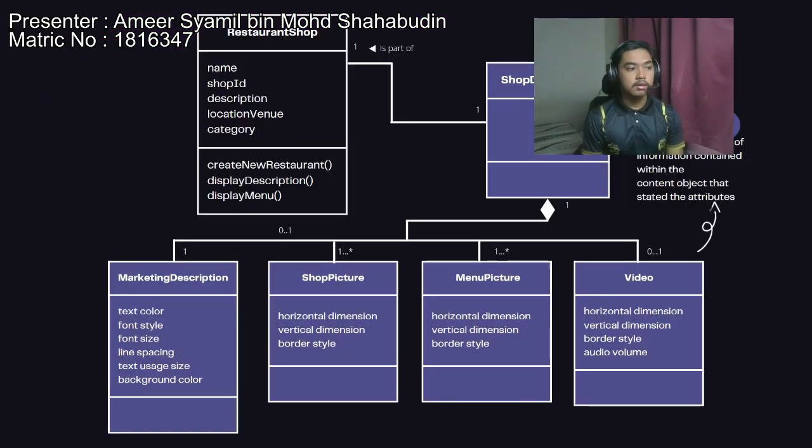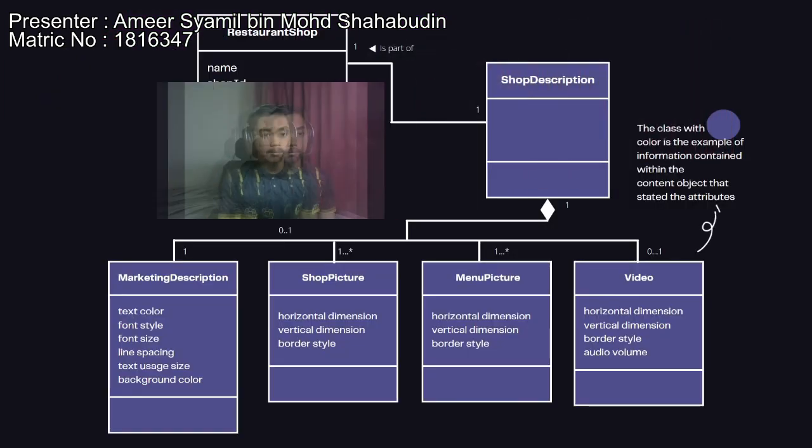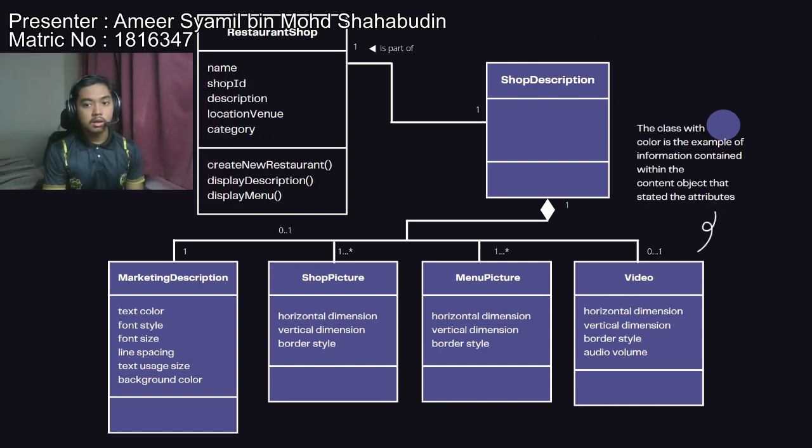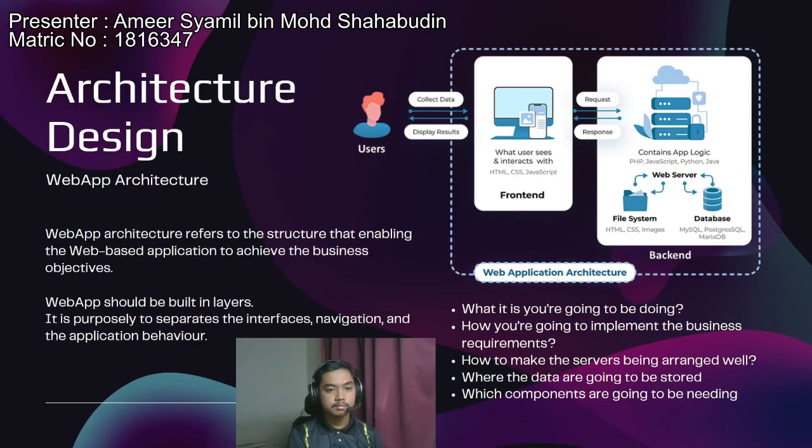Okay, this is the example class diagram. As you can see, the class diagram with the purple color is the example of information contained within the content object, stating the attributes. Okay, for example, the marketing description, we have the text color, we have the font style, font size, line spacing, text size, background color, and so on and so on. That kind of attribute is information that's required to design a content object.